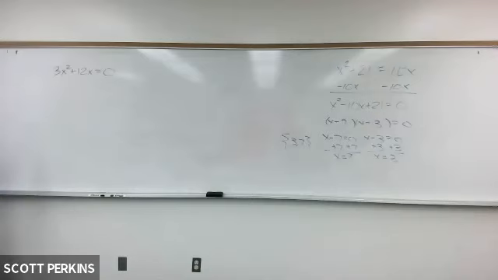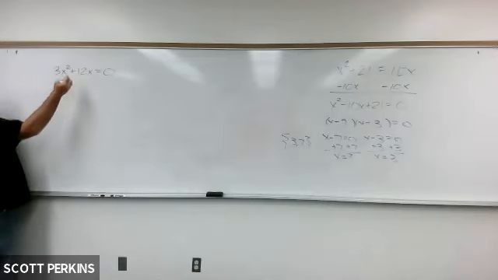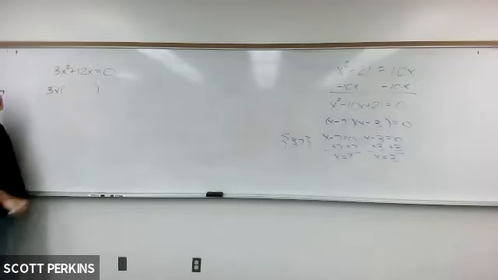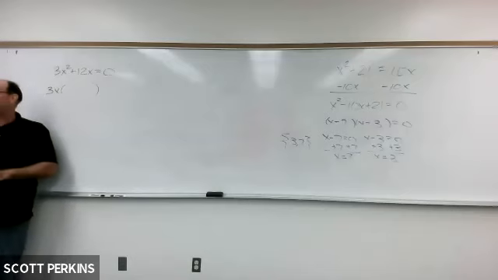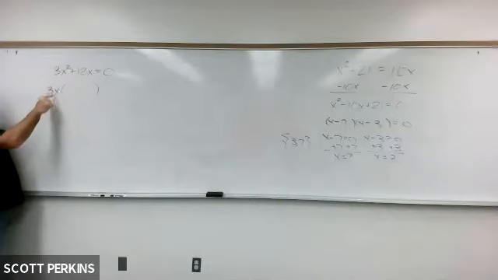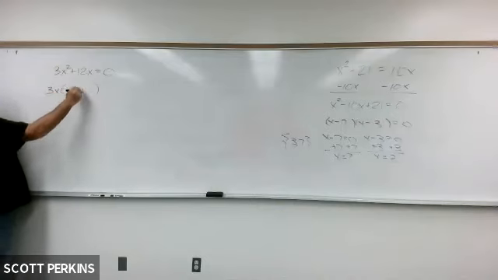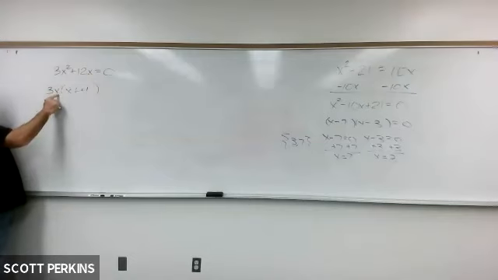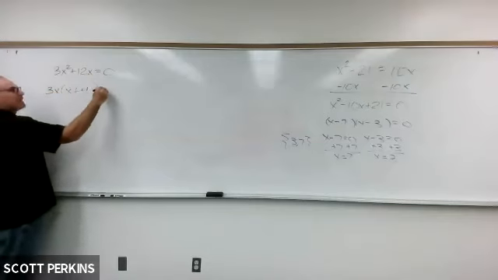So common factor. Between 3 and 12, the common factor is 3. Between x squared and x, the common factor is x. This was the first factoring strategy that we talked about last week. 3x squared divided by 3x leaves x. 12 divided by 3 leaves 4. I had an x, I factored it out, no more x.